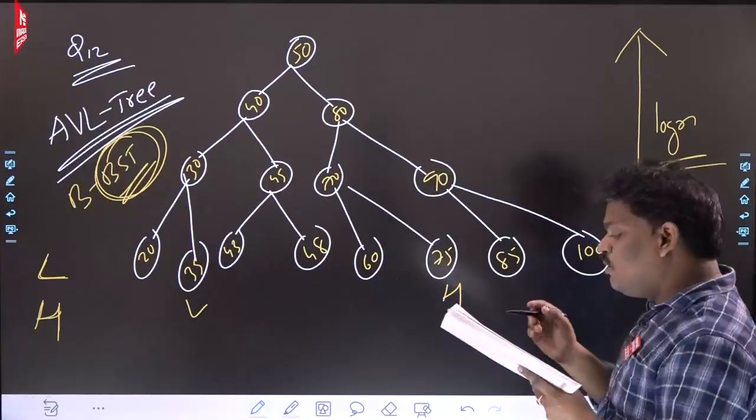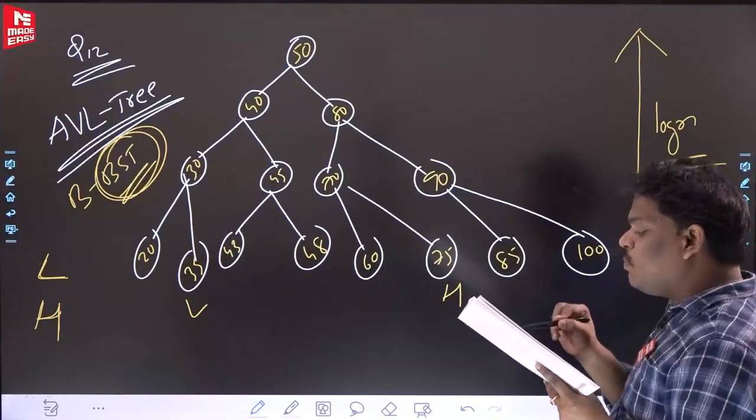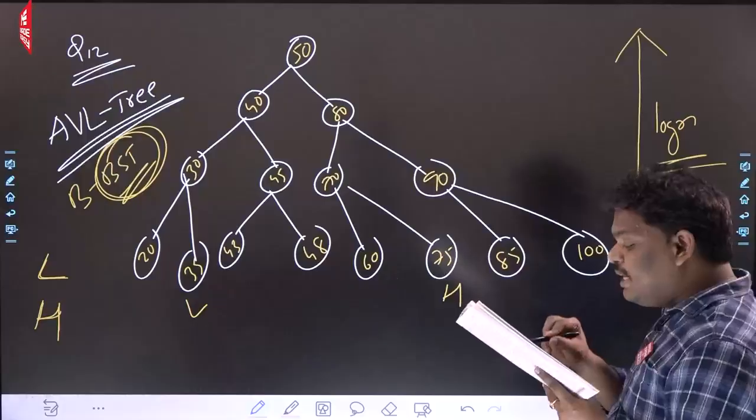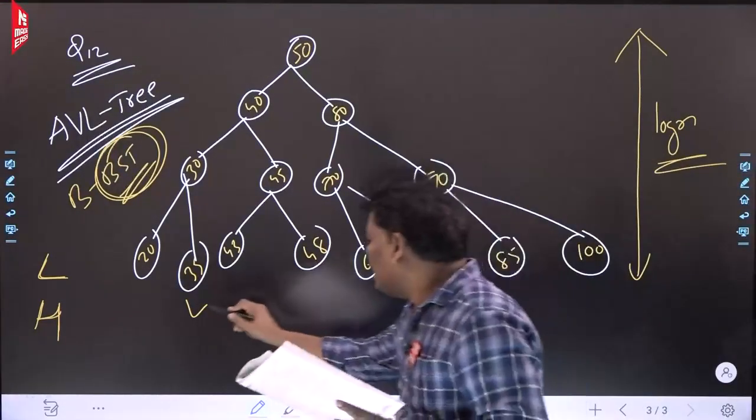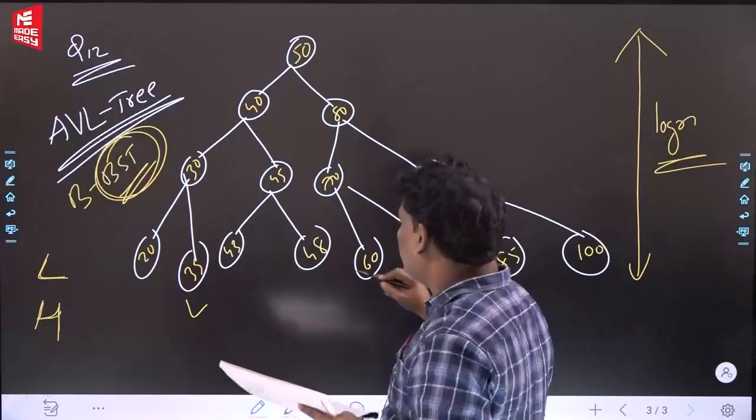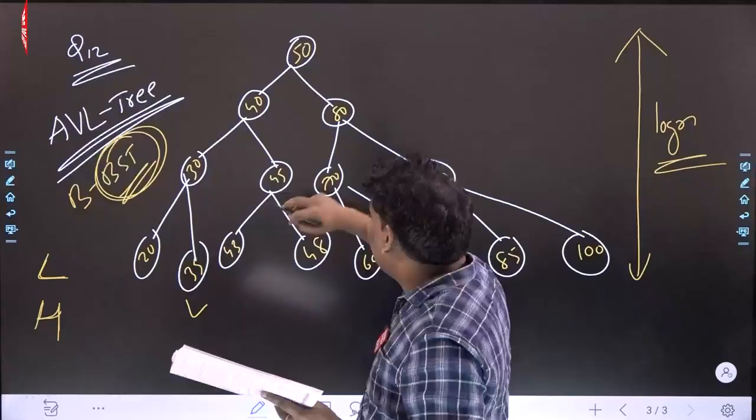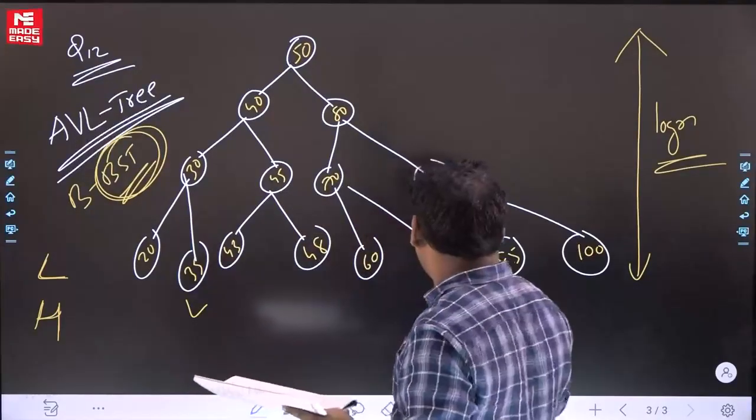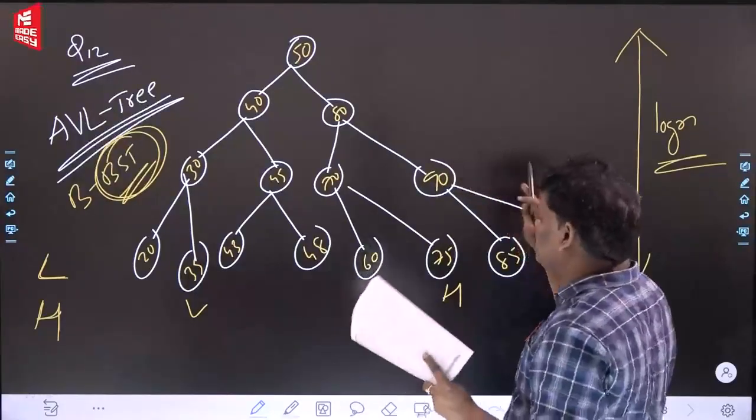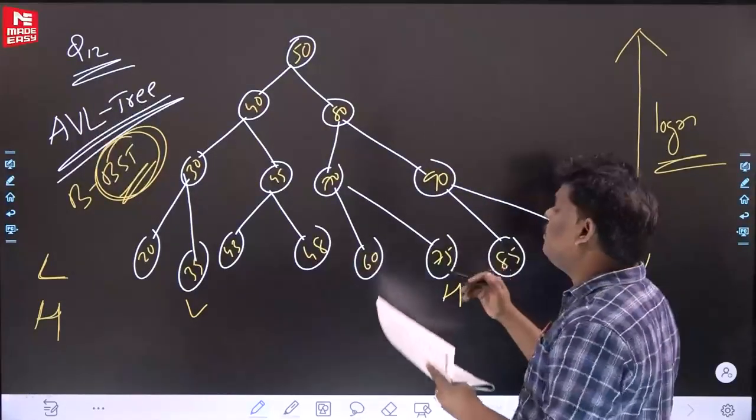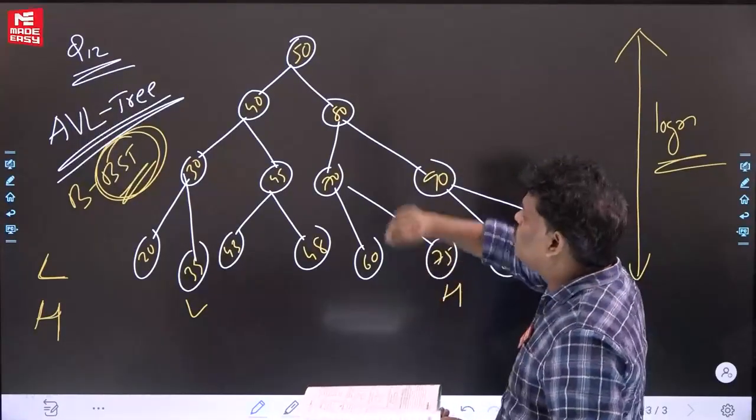Now what is his goal? We are given two numbers, L and H, and wish to sum up all the numbers in T that lie between L and H. His goal is from L to H. In this particular BST, what is L? 35. What is H? 75. From 35 to 75, whatever elements lie between them, including them, you have to add all of them.